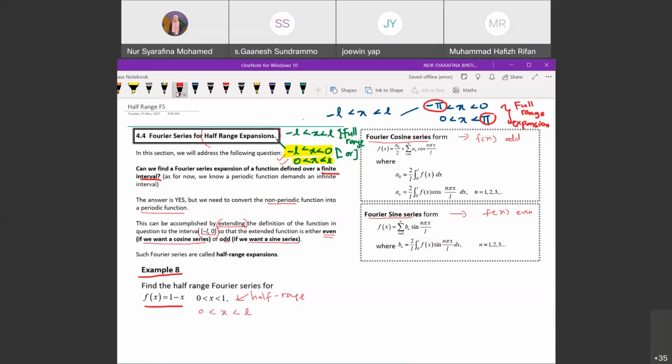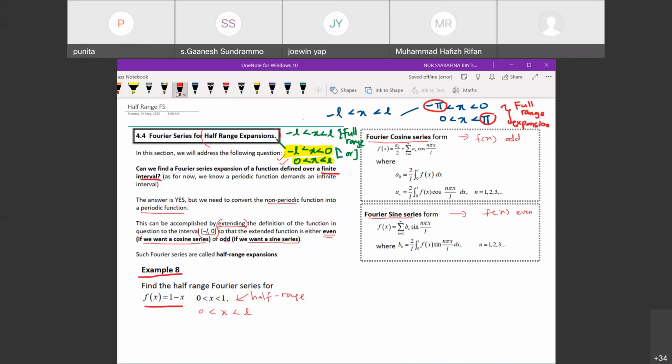So how can you know that this is half range? You take a look at the range. It's from 0 to 1. So from 0 to L. Now for this half range, it can either be Fourier cosine or Fourier sine. How can we extend the function to the series here, where we need to do some extension to the definition of the function? In order to have Fourier cosine, the function needs to be odd. In order for the function to be a Fourier sine series, the function needs to be even.